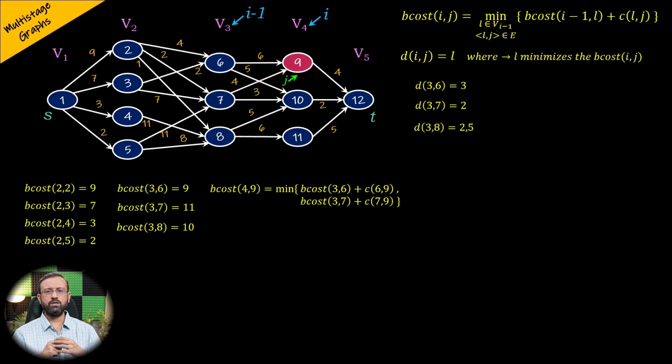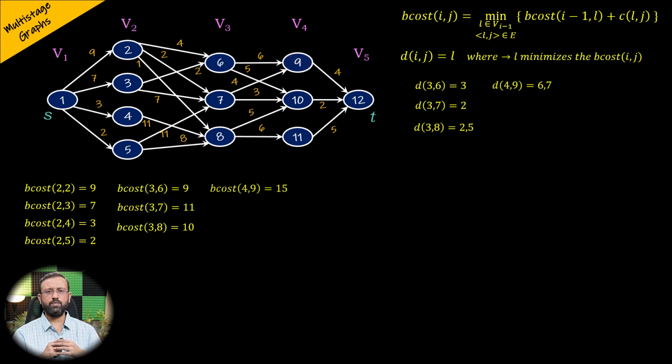So, the B cost of stage 4 and vertex 9 is equal to minimum of B cost of 3, 6, which is 9, plus the cost of the edge 6, 9, which is 6, and the B cost of 3, 7, which is 11, plus the cost of the edge 7, 9, which is 4. So, 9 plus 6 is 15 and 11 plus 4 is 15. So, 15 is the minimum cost which is through vertex 6 and 7. Therefore, D of 4, 9, where 4 is the stage and 9 is the vertex, will be vertex 6 and 7 that minimizes the B cost 4, 9.